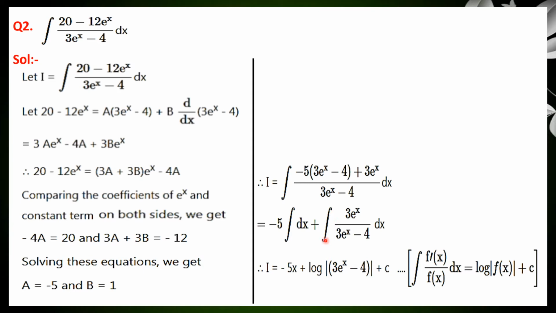Plus the second term contains the derivative of the denominator function in the numerator. Then its integral will be the logarithm of the denominator. And the first term, minus 5 into integral dx, is nothing but minus 5x. So minus 5x plus log of modulus of the denominator, plus c.